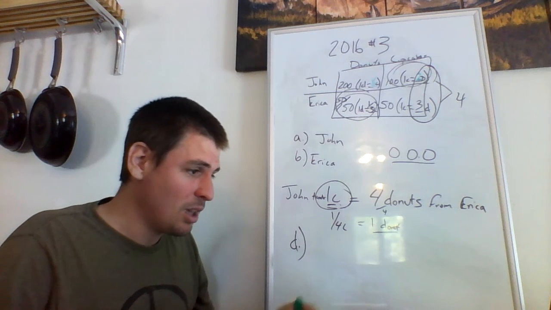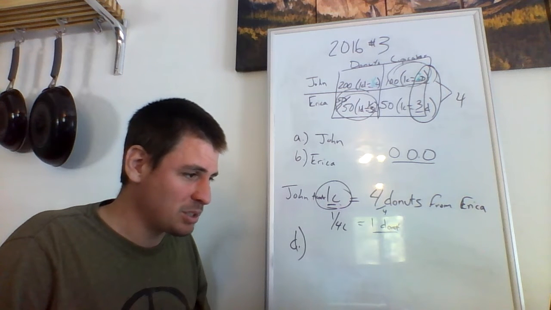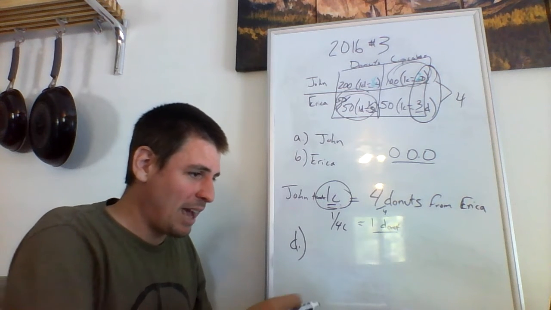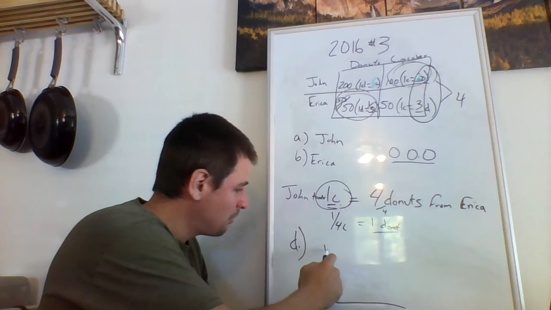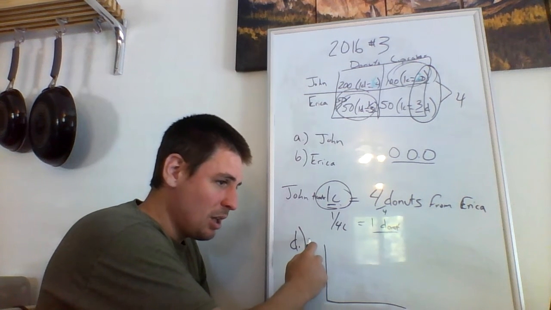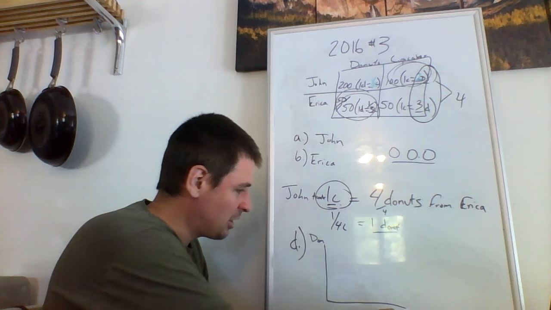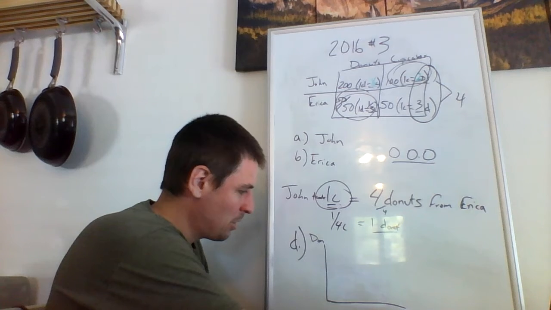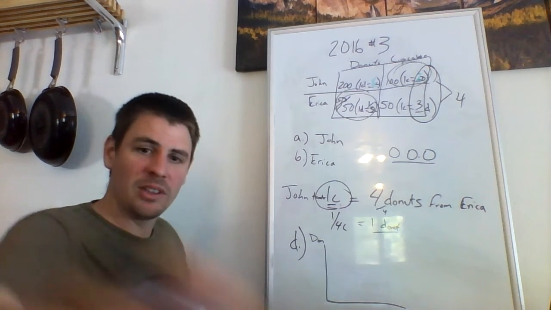D, assume that Erica discovers a new cupcake production technique that will increase her daily production of cupcakes only. Using donuts on the horizontal axis, draw a correctly labeled production possibilities curve for Erica before and after the technology change. So I'm looking at Erica. Erica can produce donuts and she can produce cupcakes.